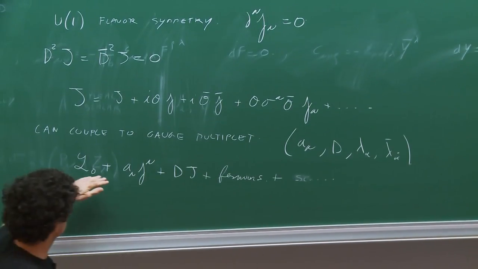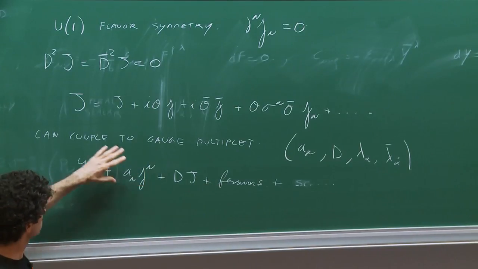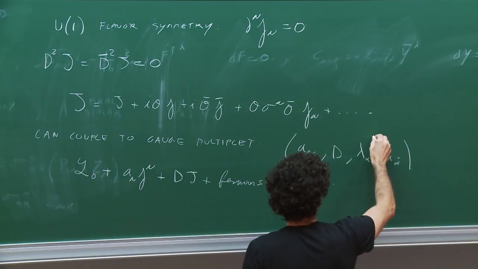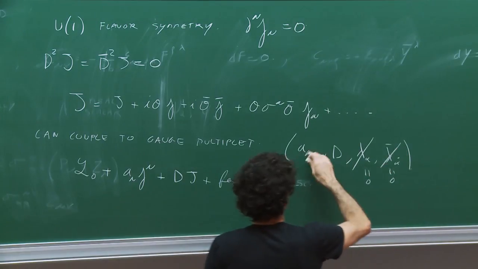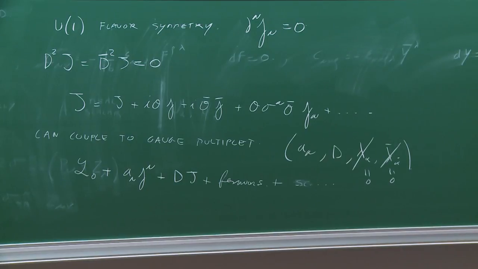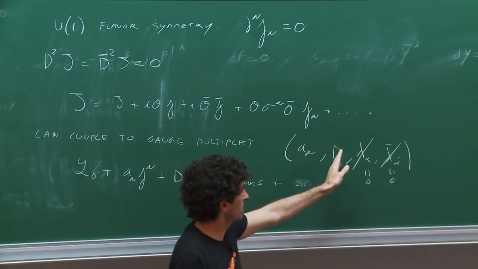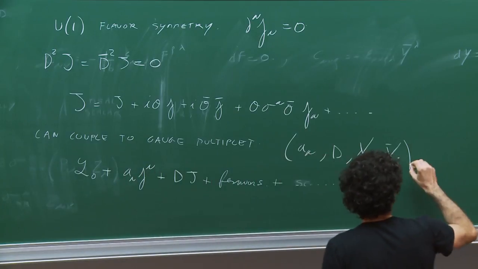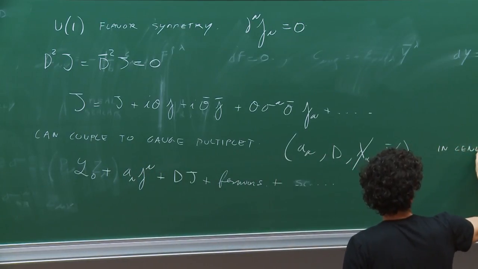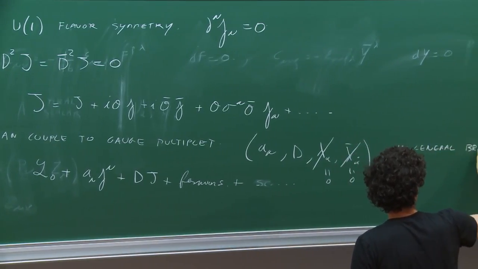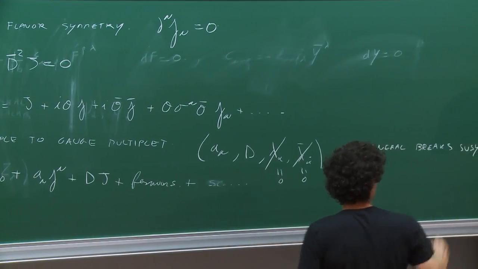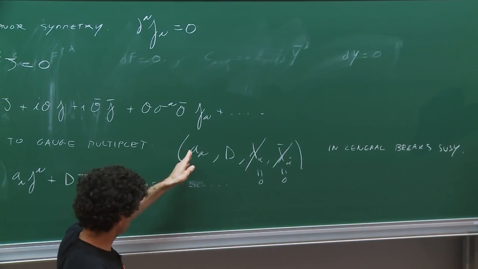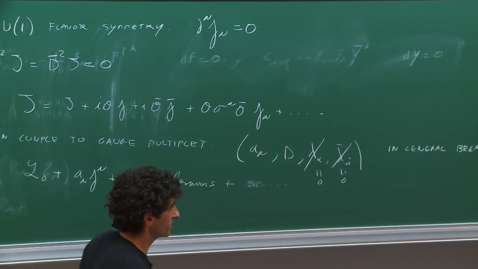Okay, so now we can think of making this gauge multiplet non-dynamical. So we can set the fermions in the gauge multiplet to zero and give some value to the A mu and D. But these in general will break supersymmetry. So when is supersymmetry not broken? Supersymmetry is not broken when the supersymmetry variation of my chosen background is zero.